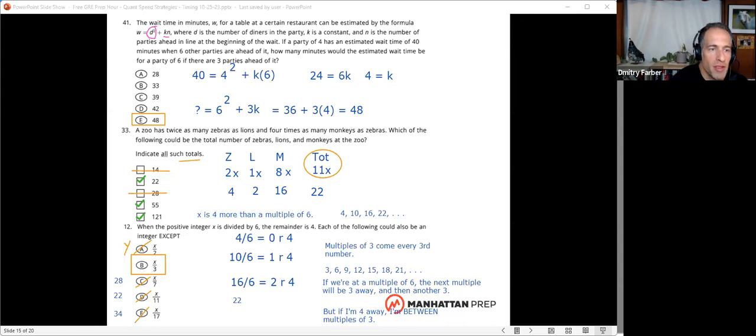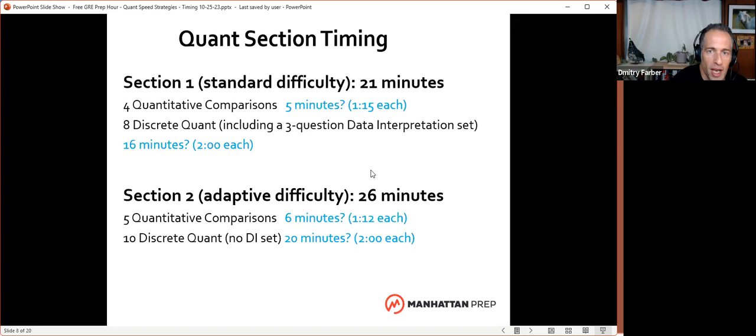But the main theme I really want to push today is that we're making and sticking to a timing plan, and we're getting used to thinking about our timing and not just assuming that we're going to do every problem in the kind of generic time allotted. So the general plan that I push, which is a little bit more aggressive with quantitative comparison, is to spend about a minute and a quarter on those. So you have 2 minutes each on the rest.